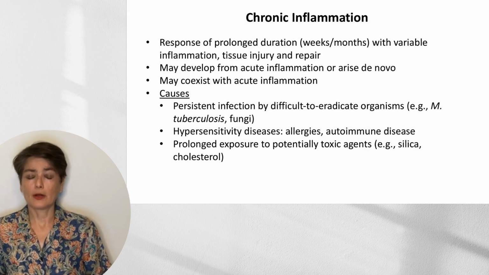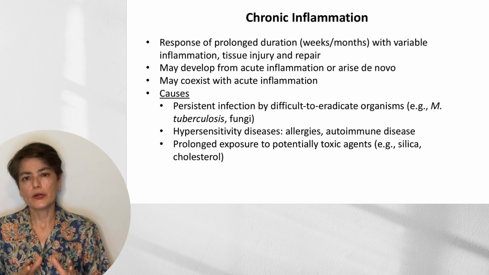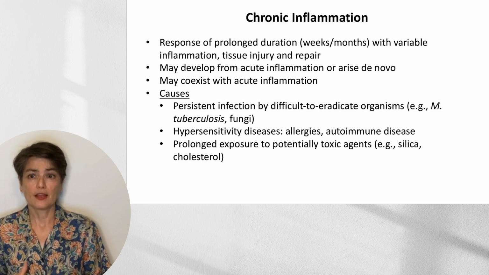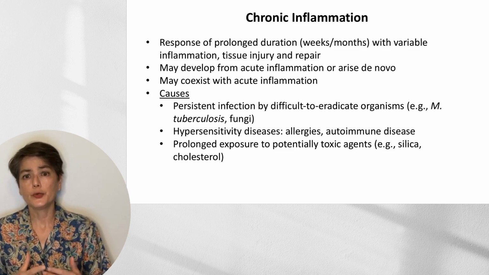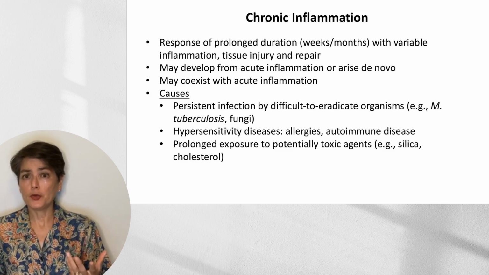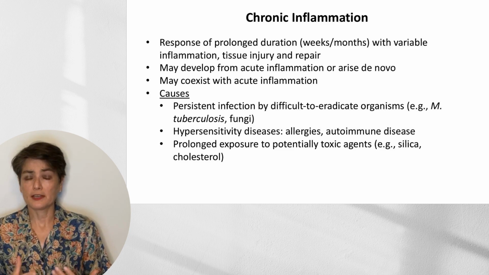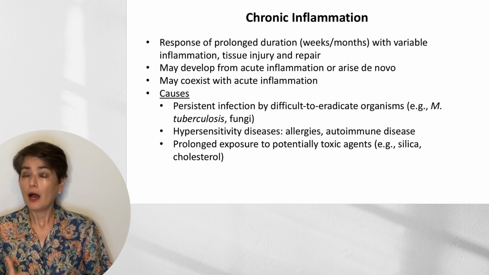So what is chronic inflammation? We're talking here about a response of a prolonged duration, so weeks to months. And there can be variable components of inflammation, tissue injury, and attempts at repair. Now, as you'll recall from the acute inflammation video in which I discussed the outcomes of acute inflammation, chronic inflammation may develop from acute inflammation. On the other hand, it can also arise de novo.